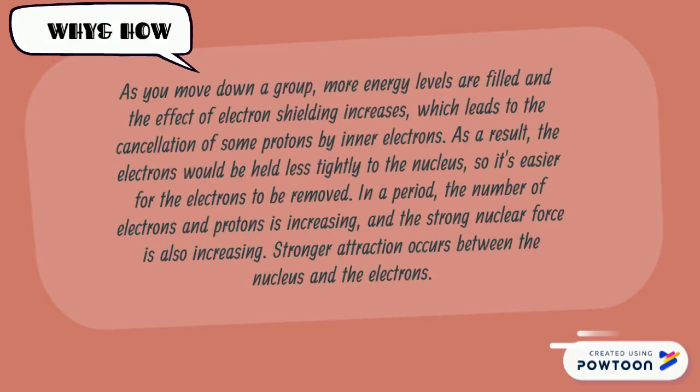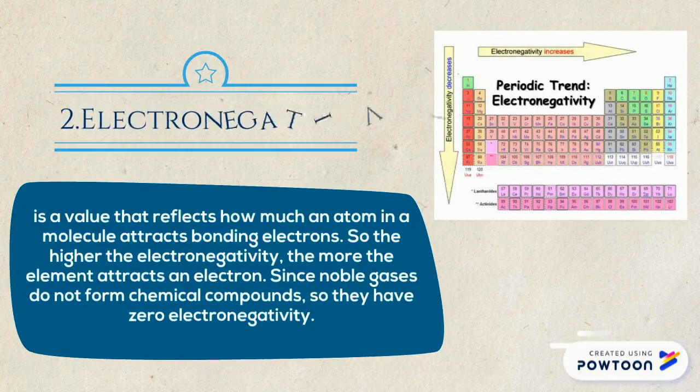As you move down a group, more energy levels are added and the electron shielding increases, which leads to the cancellation of some protons by inner electrons. As a result, the electrons are held less tightly to the nucleus, so it's easier for the electrons to be removed. In a period, however, the number of electrons and protons is increasing, and the strong nuclear force is also increasing. The second periodic trend is electronegativity.